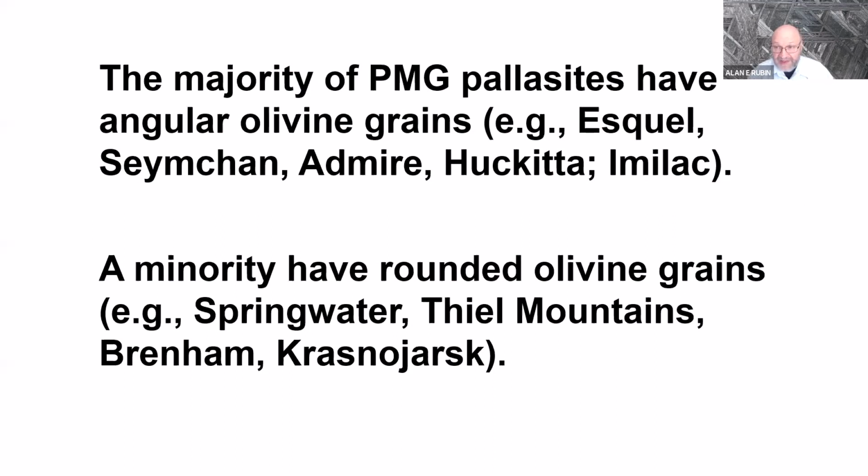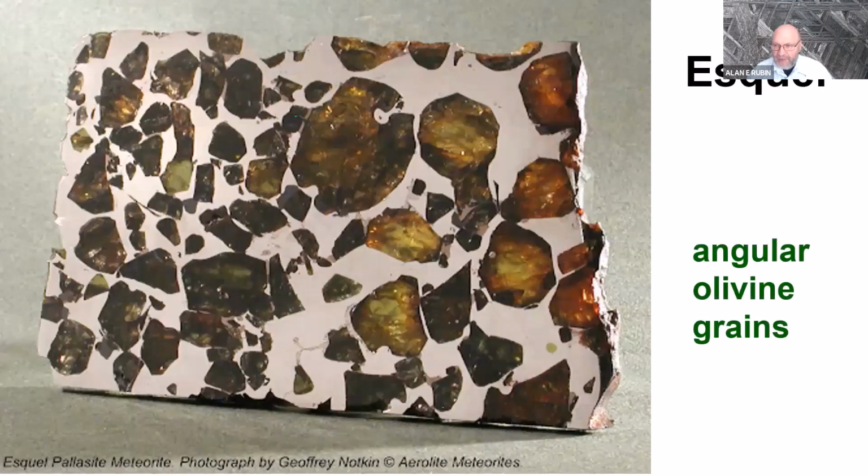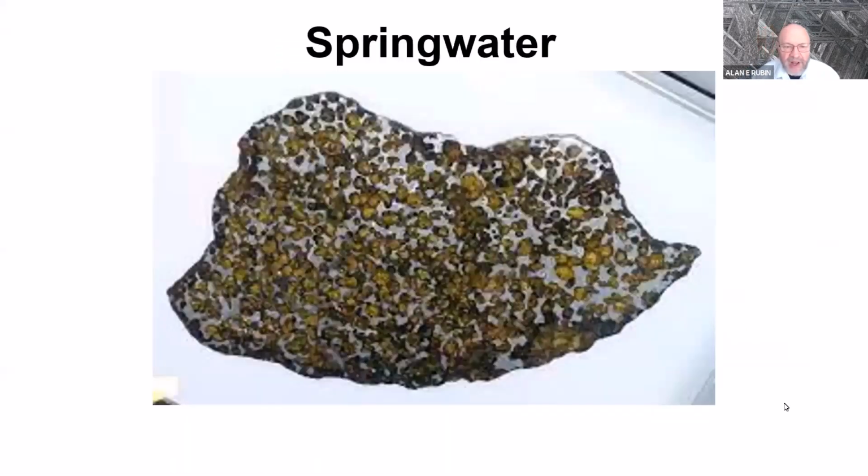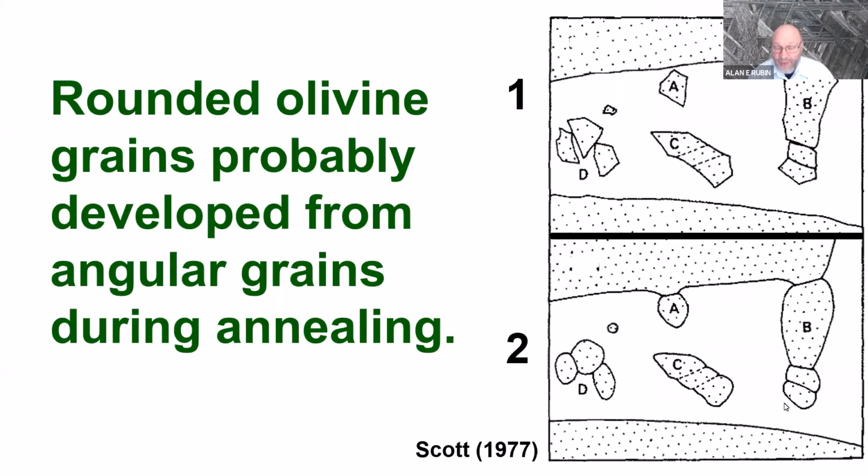The majority of pallasites have angular olivine grains, such as Esquel, Simchan, Admire, Huckata, and Imelak. A minority have rounded olivine grains, such as Springwater, Thiel Mountains, Brenham, and Krasnoyarsk. If we look at Esquel, we can see a typical pallasite there with angular olivine grains, shards, and fragments. If we look at Springwater, we see that the olivine grains are rounded. Here's a larger picture of Springwater, and you can see that there are many, many olivine grains, and they're essentially all rounded. The rounded olivine grains probably developed from angular grains during annealing.